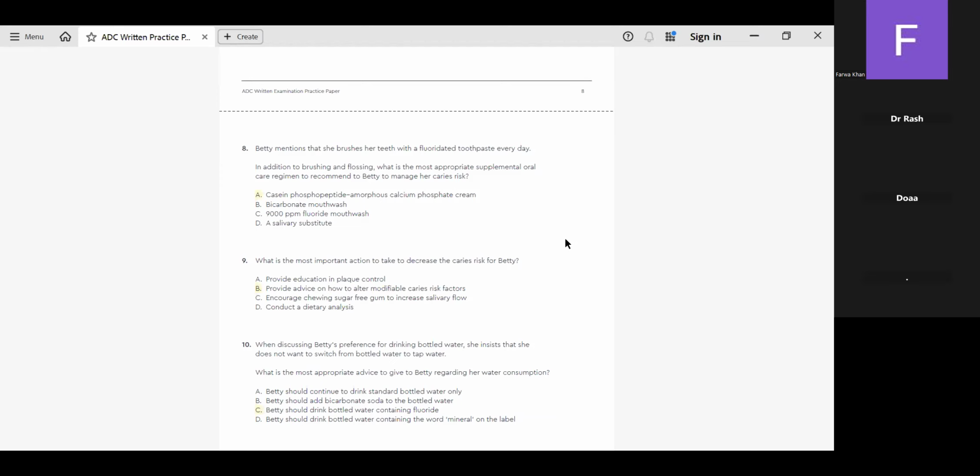Question 9, someone is asking, can we choose D? Conduct a dietary analysis. Now, if you're conducting a dietary analysis, you're just targeting one aspect of management. Option B says alter modifiable caries risk factors, which includes more than one factor that you can modify, right?